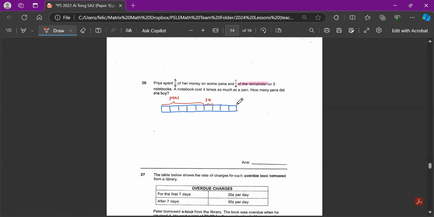Now they said a notebook costs 4 times as much as a pen. So this 4 times, we are going to write it as a ratio, and we call that the cost ratio. Because it's not a quantity ratio, we write down the word cost to remind ourselves that this is the pricing ratio, the money ratio. So notebook versus pen is 4 to 1. The notebook is 4 times as expensive as the pen.